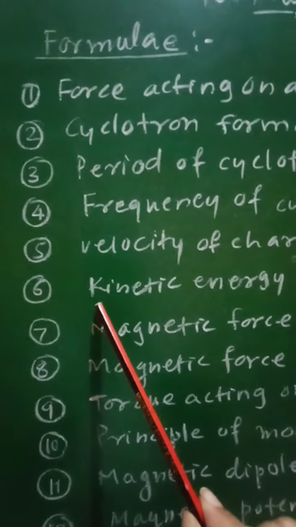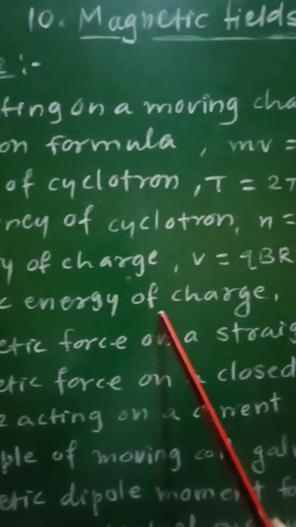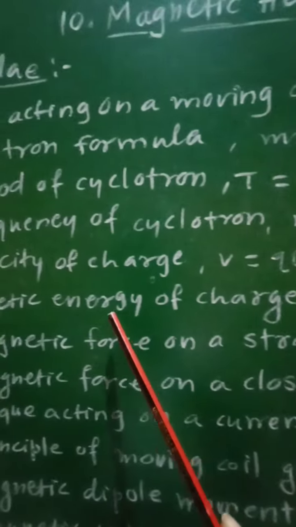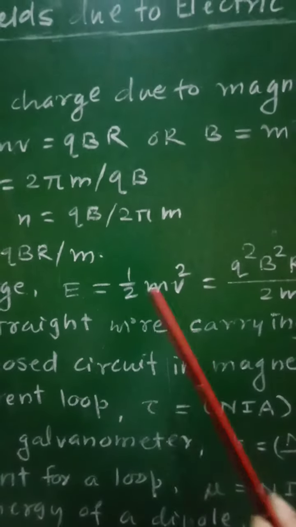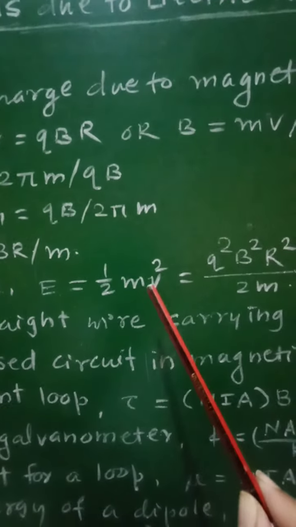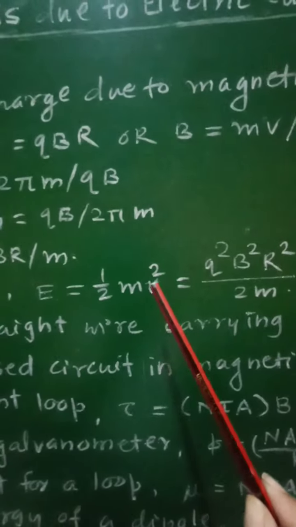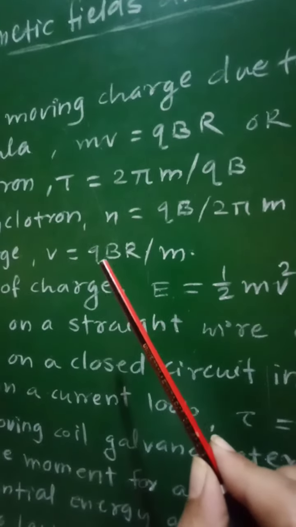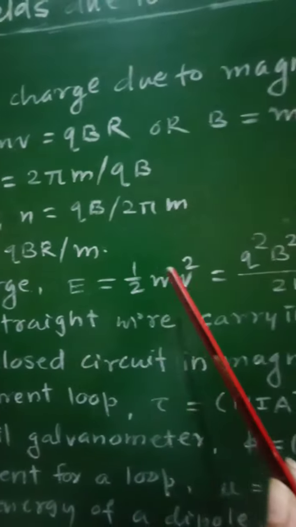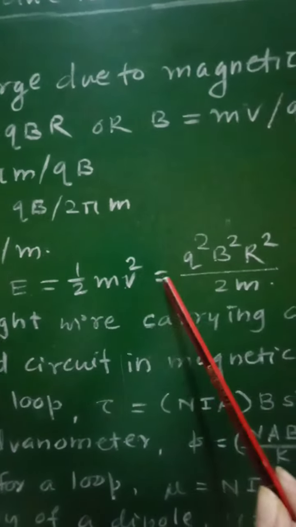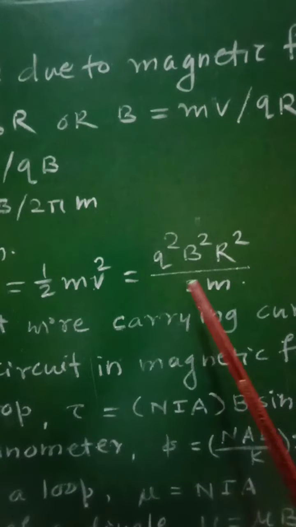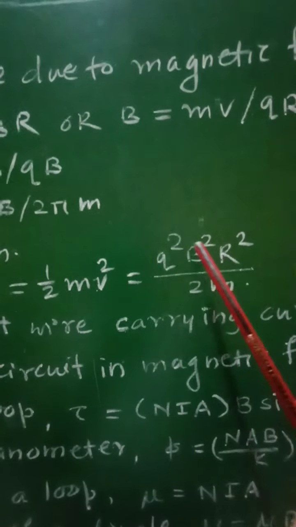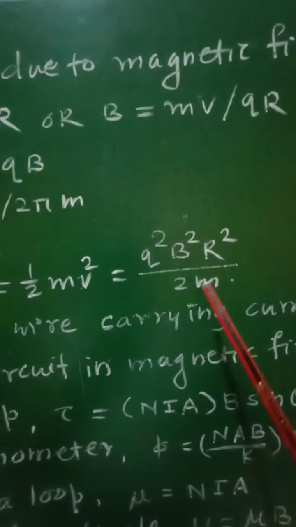Sixth formula gives kinetic energy of a charge, that is E equal to half m v square. Now putting the value of v from the above equation, that is q B r upon m, we will get kinetic energy equal to q square B square r square upon 2m.